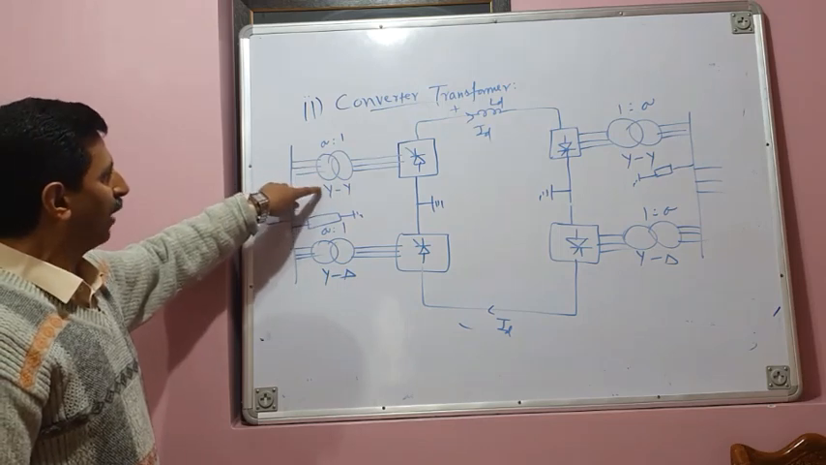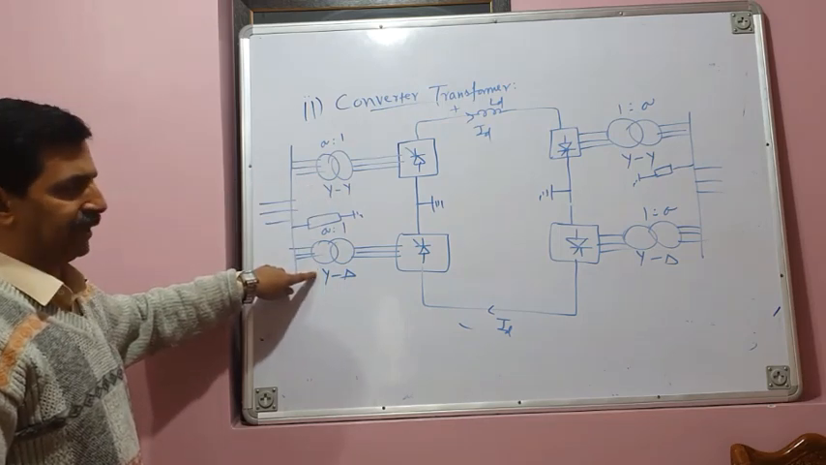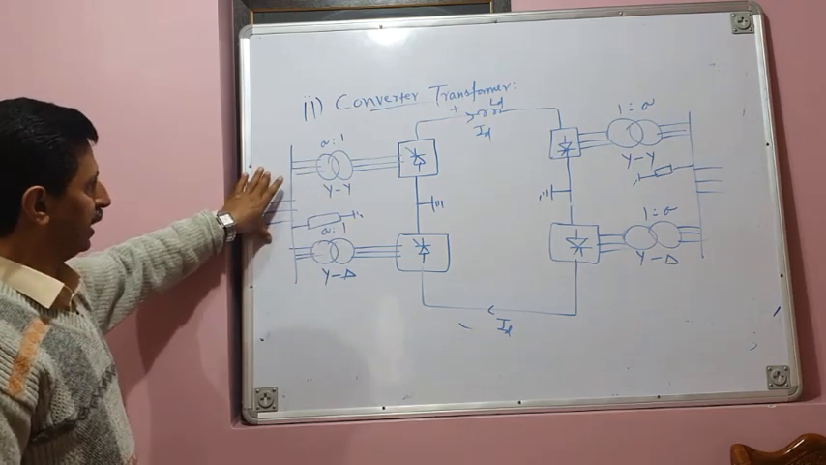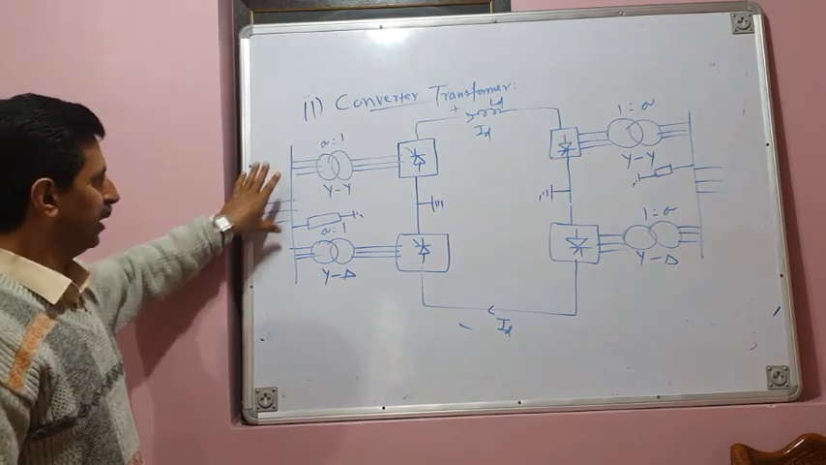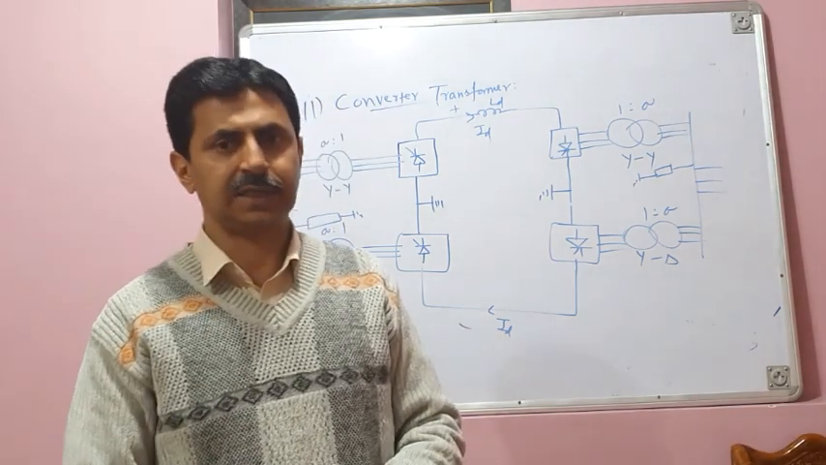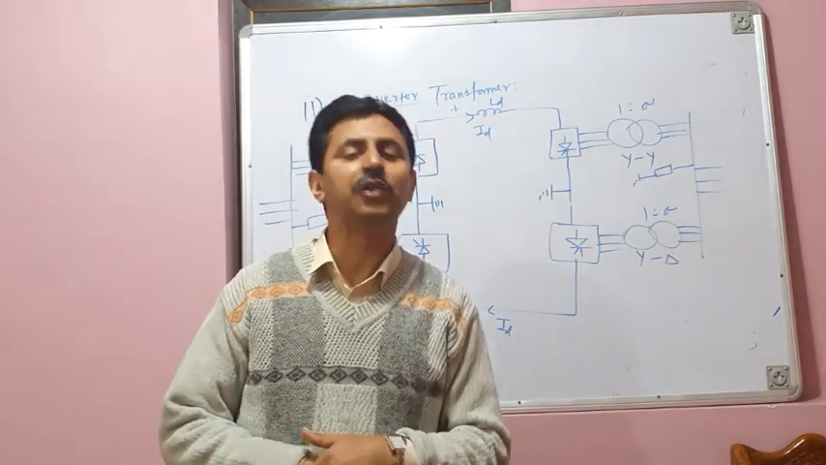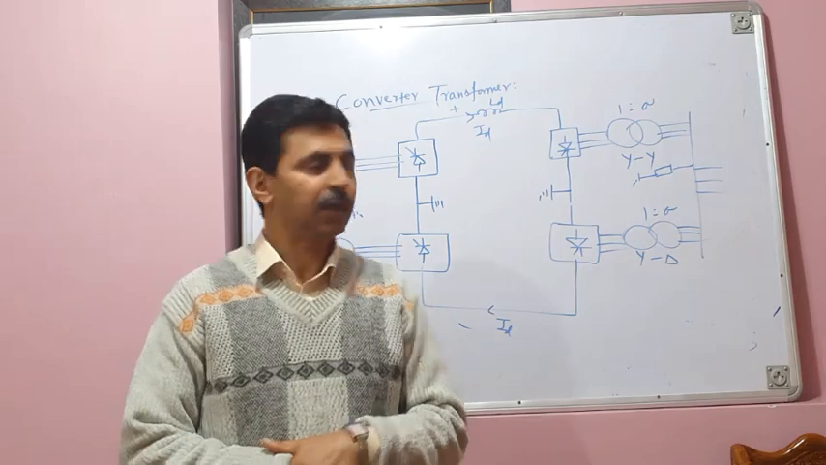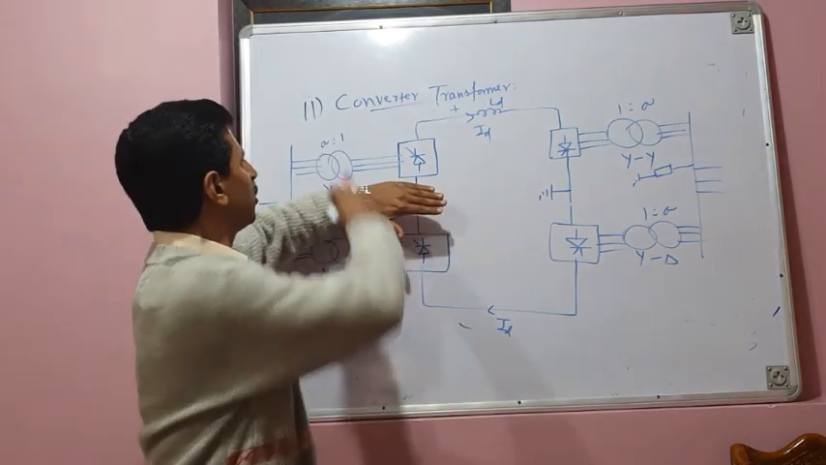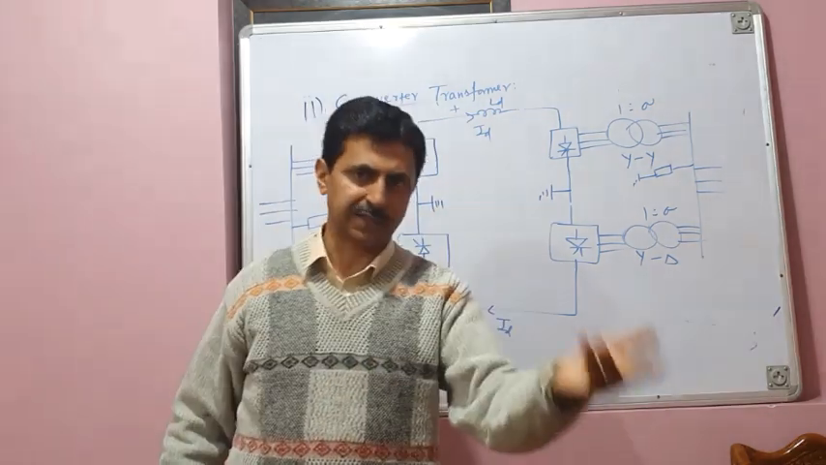So you have a YY connected converter transformer here and a Y delta connected converter transformer, which gets supply from the same bus. Why do we use YY and Y delta? It gives a phase shift between the voltages of 30 degrees, and that gives us 12 pulse operation. If you use only one converter and only one converter transformer, it gives 6 pulse converter operation.